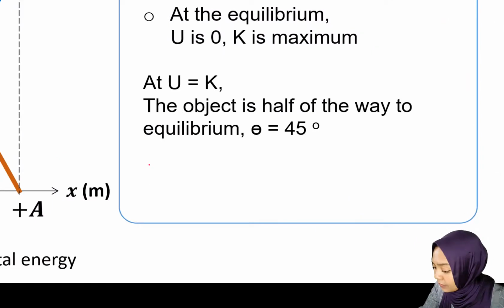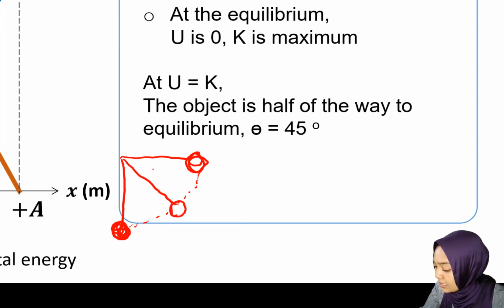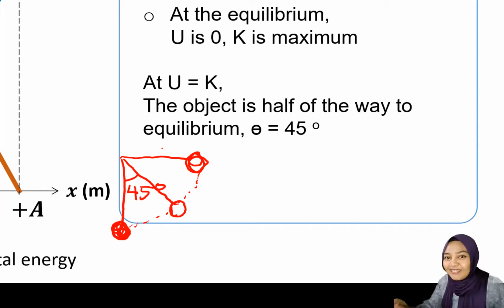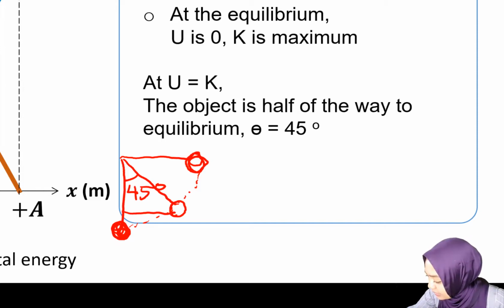So we have here, let's say, a pendulum. This is the amplitude, and when we swing it like that, this is the equilibrium. So halfway is this much, and that is 45 degrees. I'm so sorry if my handwriting is not as nice, but we can see here the displacement is this much. This is the x that we want to find.